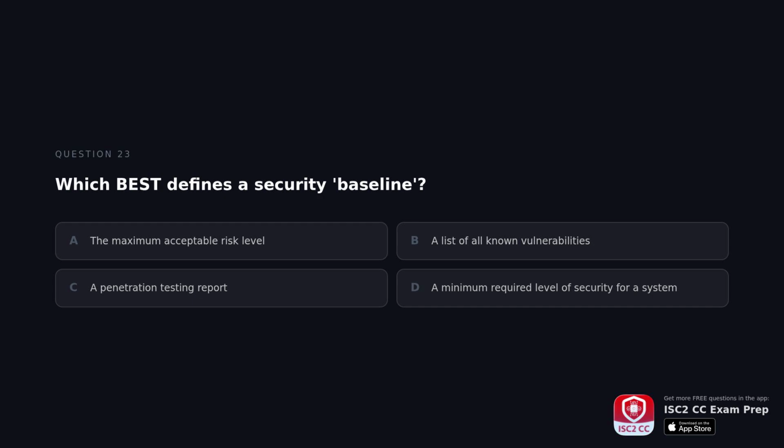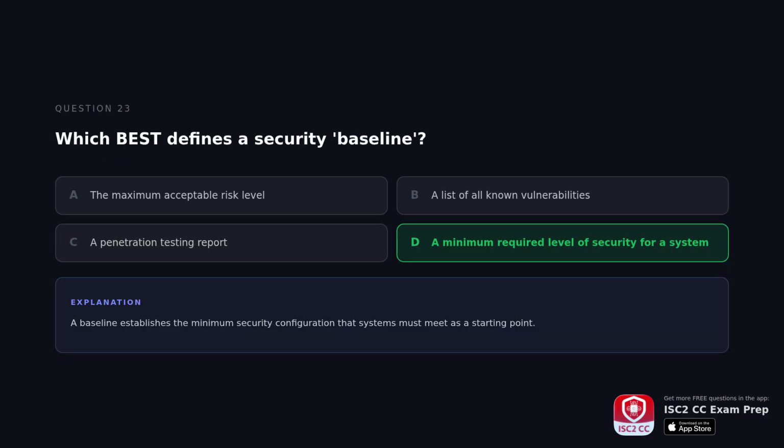Which best defines a security baseline? A. The maximum acceptable risk level. B. A list of all known vulnerabilities. C. A penetration testing report. D. A minimum required level of security for a system. The correct answer is a minimum required level of security for a system. A baseline establishes the minimum security configuration that systems must meet as a starting point.